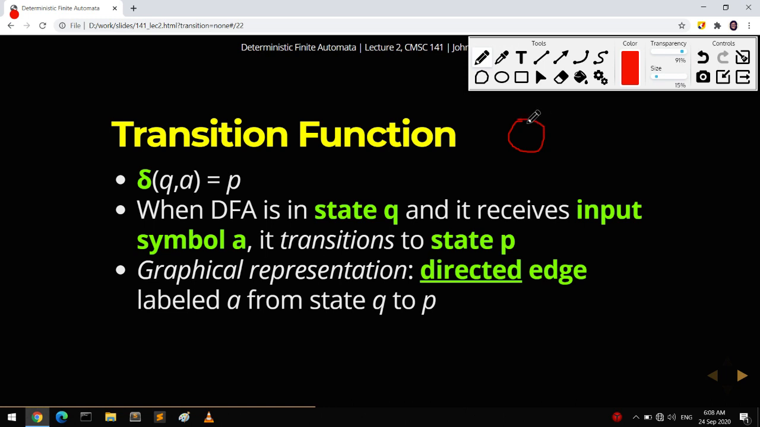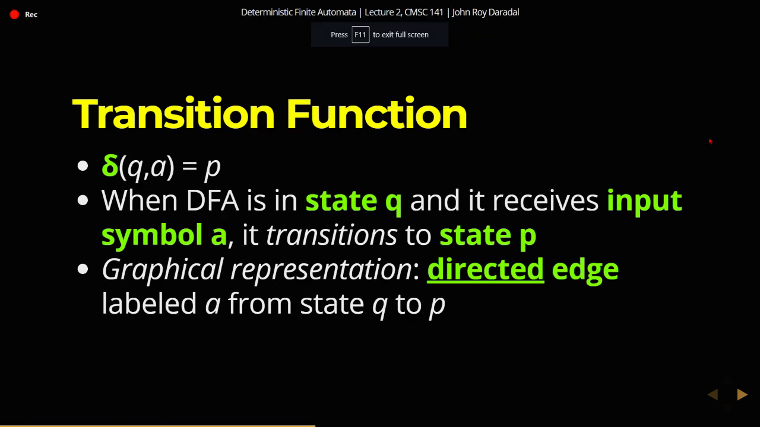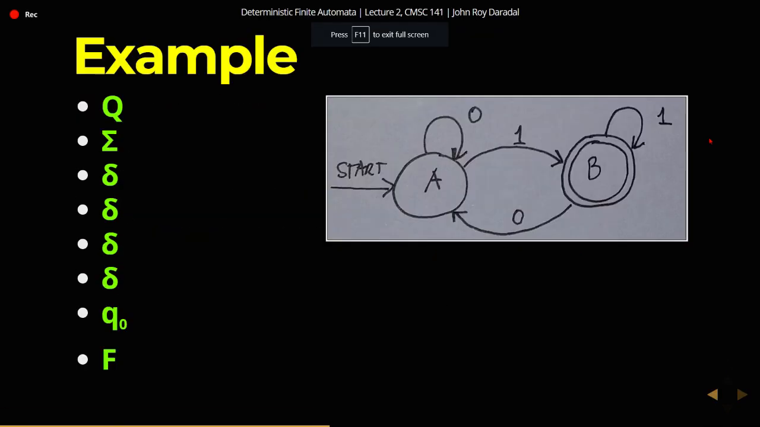So if there's a state Q here and there's a state P here, this transition will be a directed edge from Q to P labeled A. So this would be the graphical representation of the transition. Let's see an example of the transition diagram, and then let's write its 5-tuple notation.